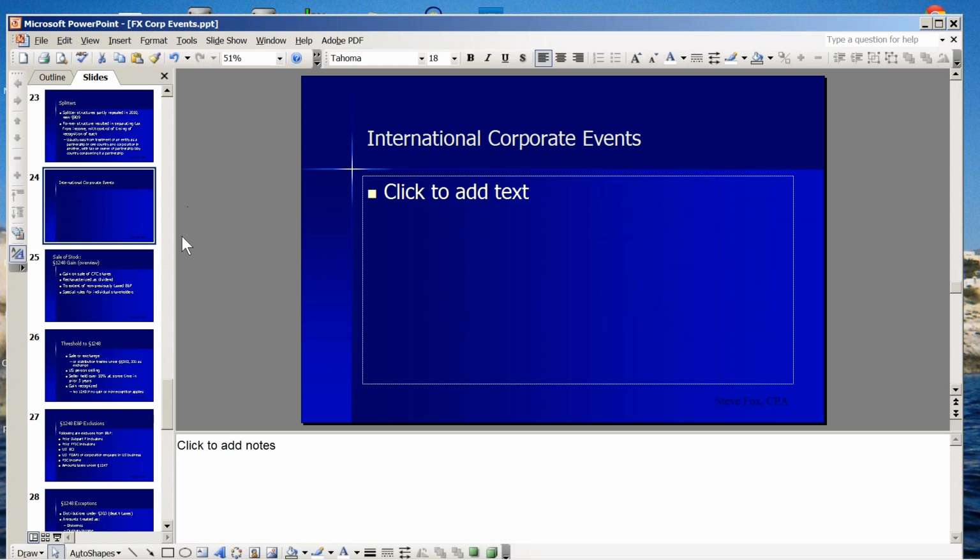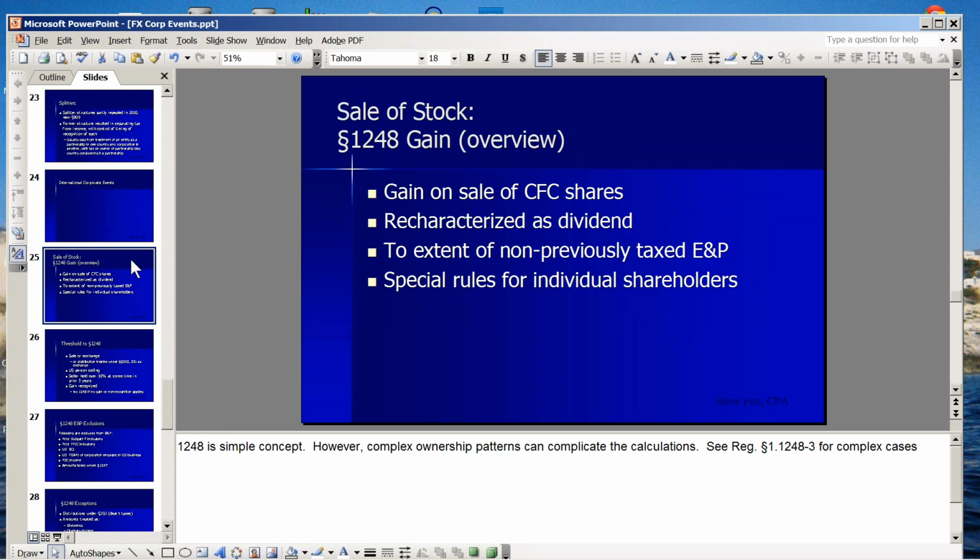The first and simplest is I own a CFC, I sell the shares. Section 1248 says, okay, if you sold the shares, you have to recharacterize the gain to be a dividend to the extent of any non-previously taxed earnings and profits. 1248 used to be, way back, really, really important for corporations and for individuals.